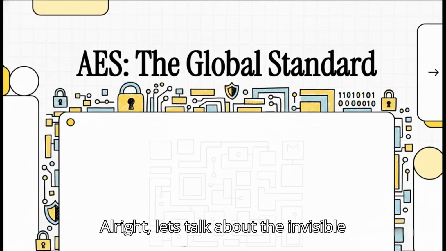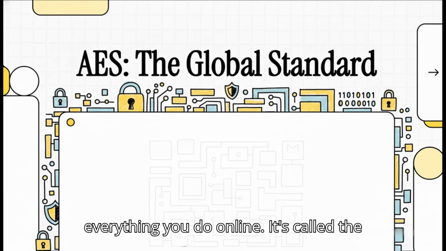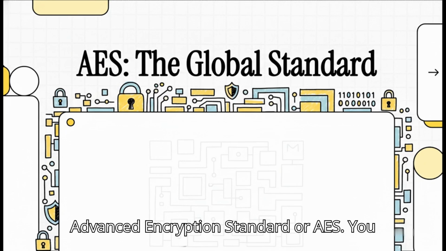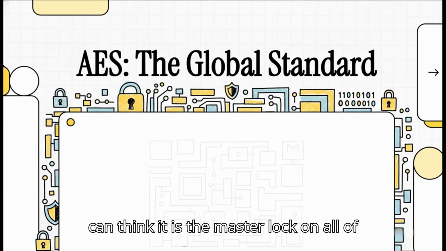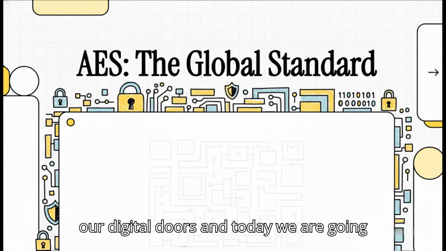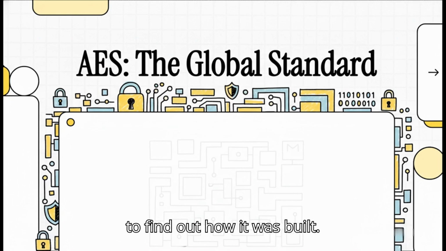All right, let's talk about the invisible shield that protects pretty much everything you do online. It's called the Advanced Encryption Standard, or AES. You can think of it as the master lock on all of our digital doors. And today, we're going to find out how it was built.